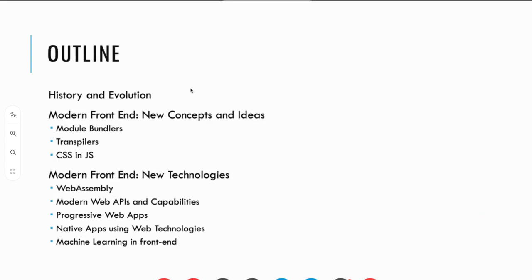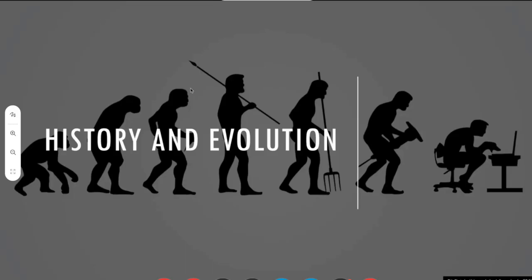I'm going to start with the history and evolution: what front-end development looked like about 7 or 10 years ago, and how it has rapidly evolved into something much more revolutionary. And I'm going to talk about some of the new concepts and ideas that have developed over time in the modern content area. And then finally, we are going to talk about two new technologies that are now available to modern content developers to develop engaging experiences for the user. Okay, so let's start with the history and evolution.